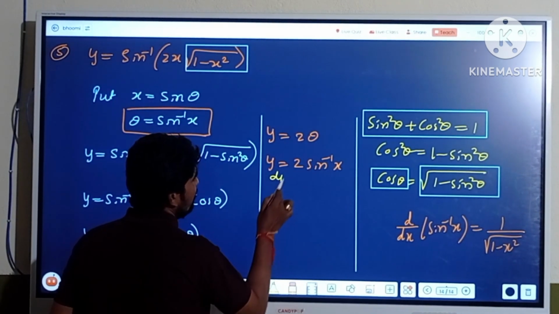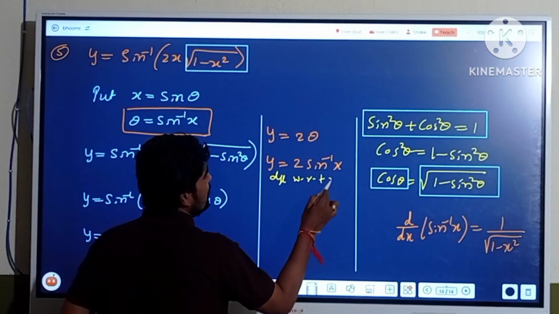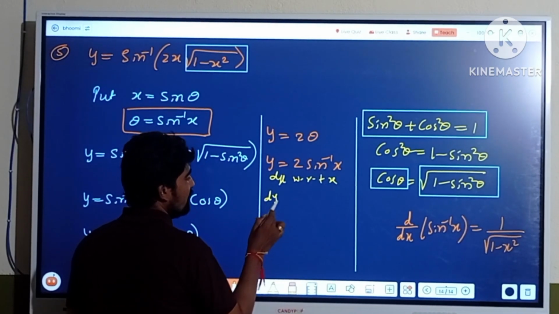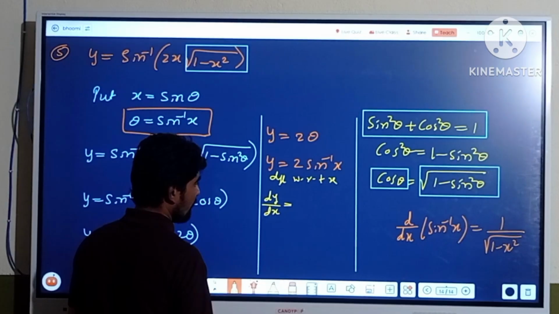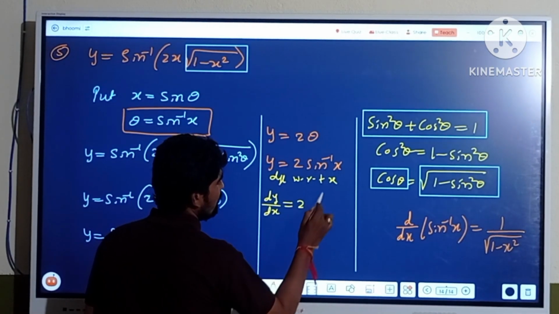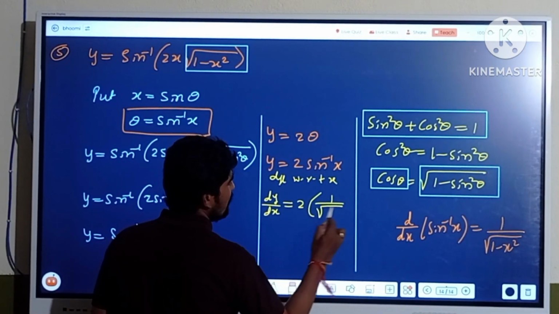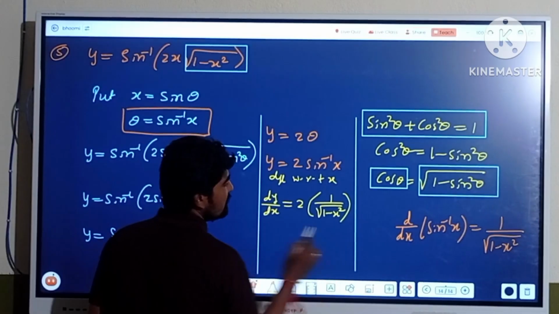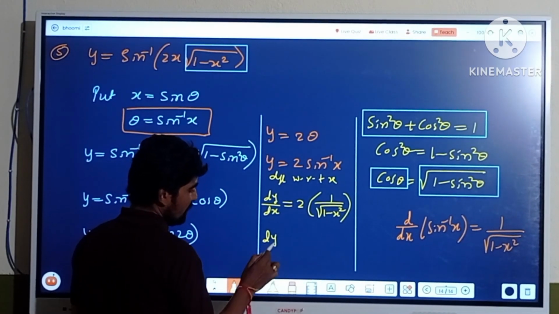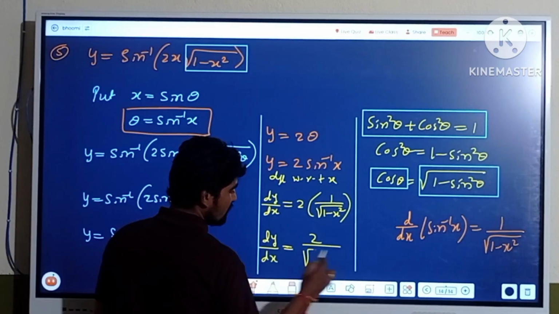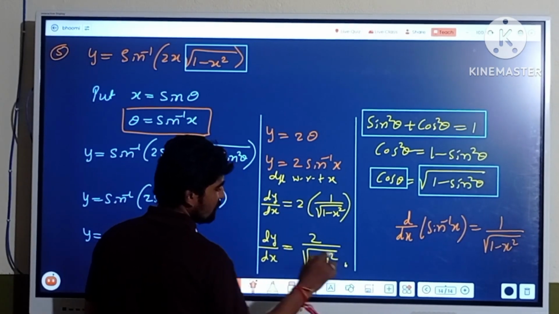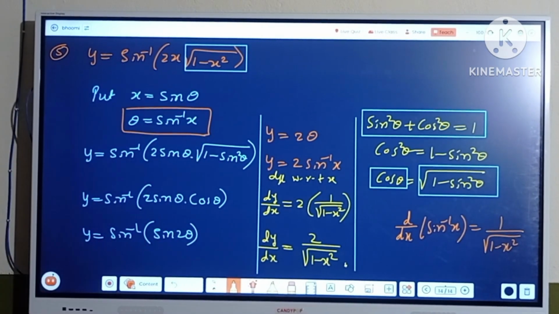So now differentiate this with respect to x. So dy by dx is equal to 2 into the derivative of sin inverse x, which is 1 divided by root 1 minus x square. Therefore dy by dx is equal to 2 divided by square root of 1 minus x square. I hope all of you are understanding.